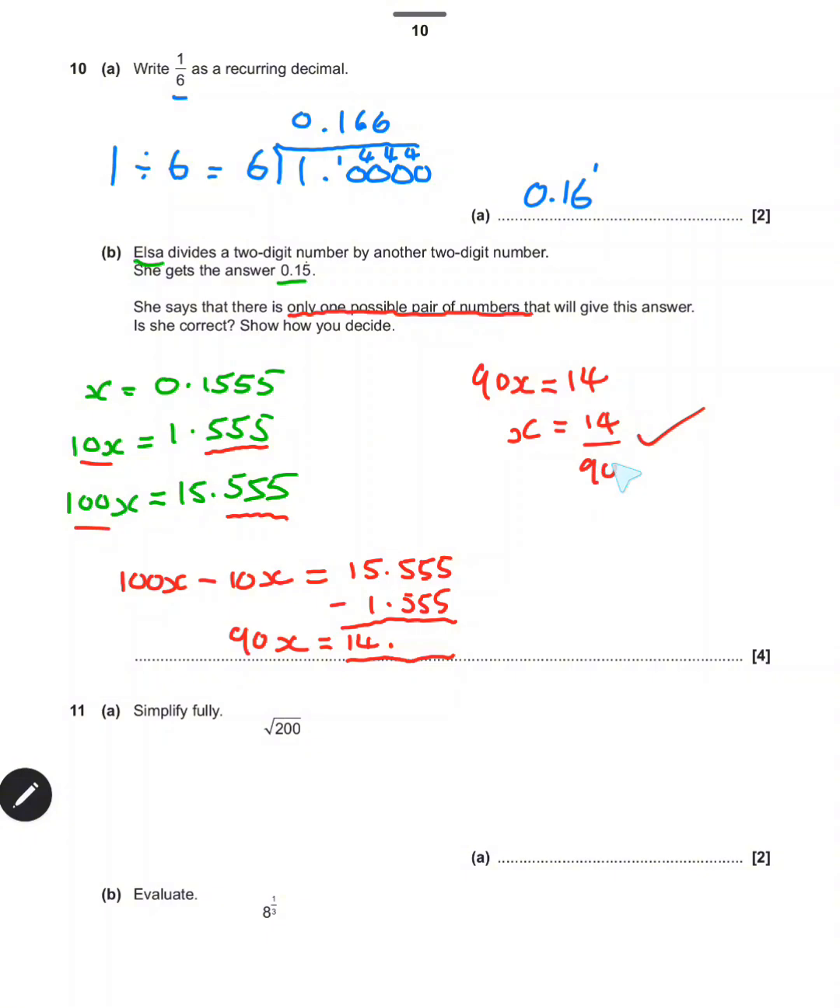Elsa's saying there's only one possible pair of numbers. Well, what that's asking is there another version of this fraction where you've got 2 digits divided by 2 digits? So we need to see if there is another pair of numbers. That definitely simplifies to 7 over 45, but that's now 1 digit divided by 2 digits. We could try multiplying top and bottom by 3, and we get 21 over 135, but that's 2 digits divided by 3 digits. I think my mate Elsa is correct. There is only one set of numbers, 2-digit divided by 2-digit, that creates this recurring decimal.